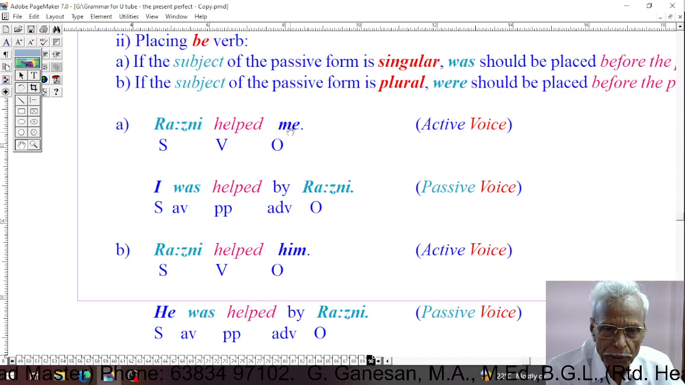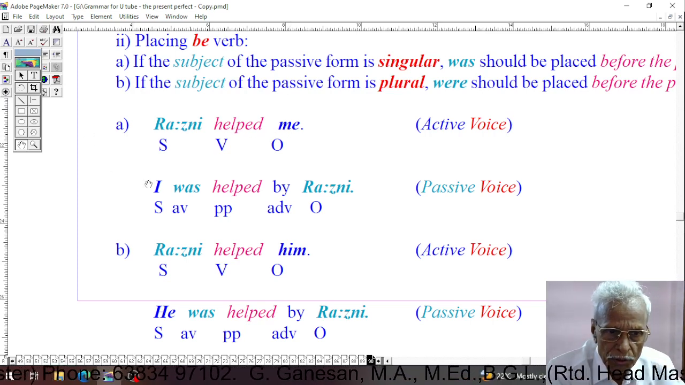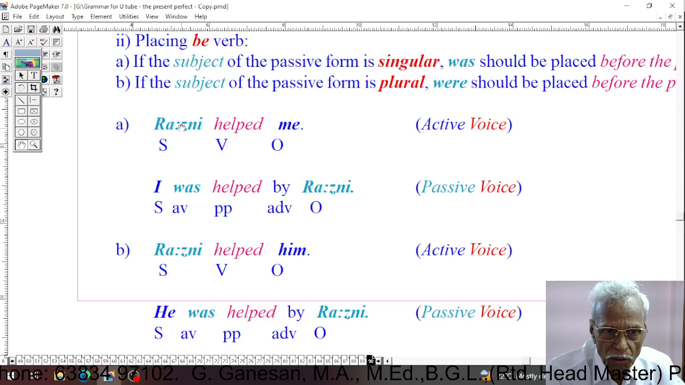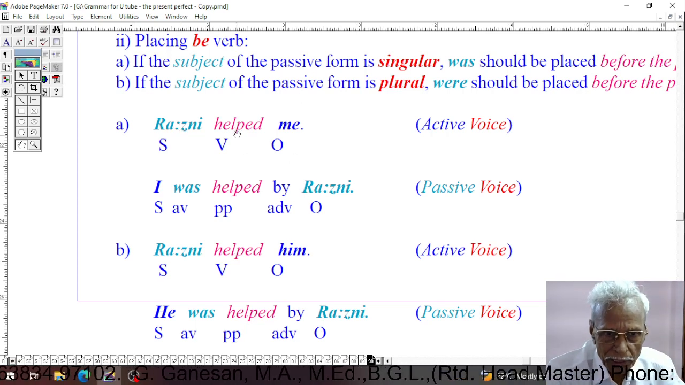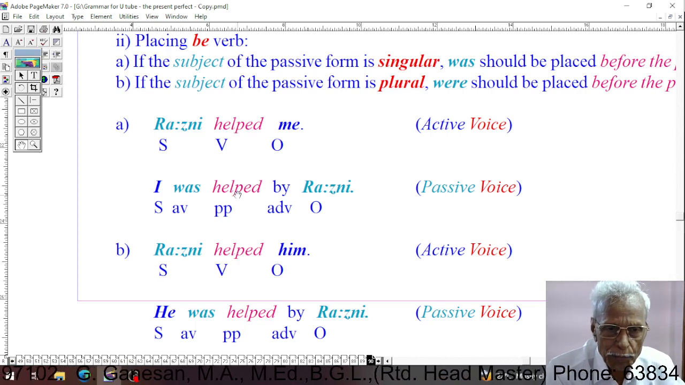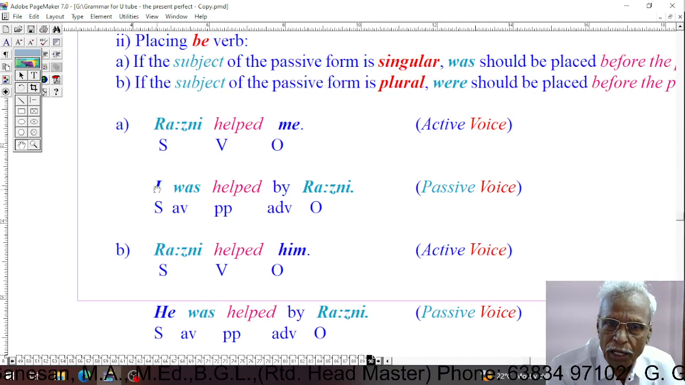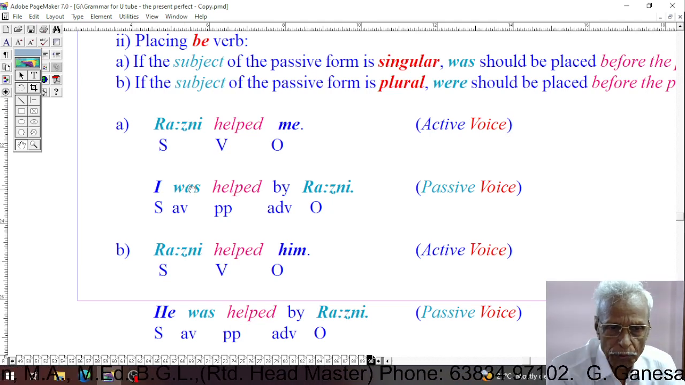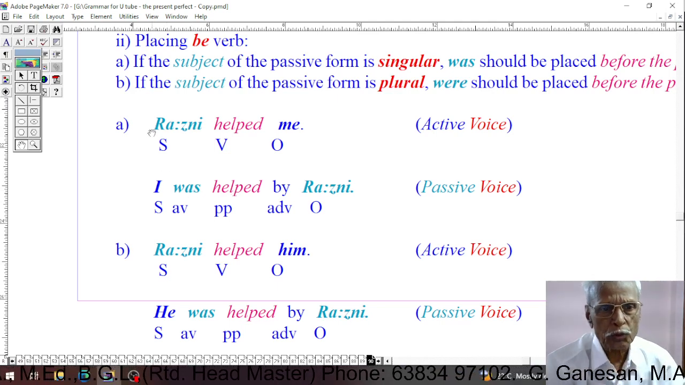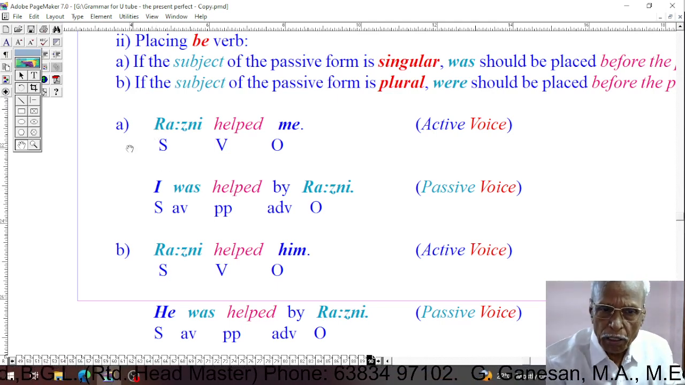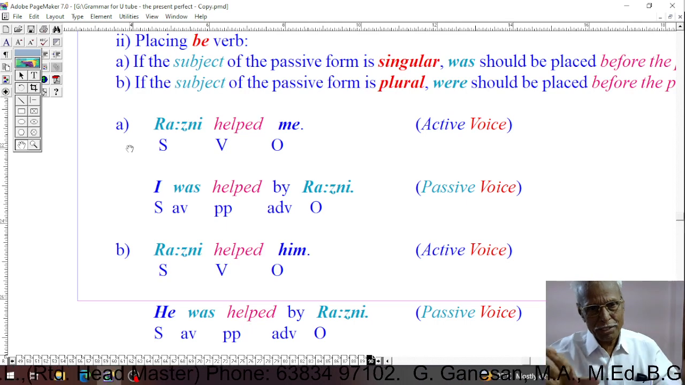Ronnie helped me. Me, object. Subject, I. By Ronnie, object. Helped, past tense. Helped, past participle. As the subject is singular, was is placed before helped. So, Ronnie helped me. I was helped by Ronnie. Active, passive.